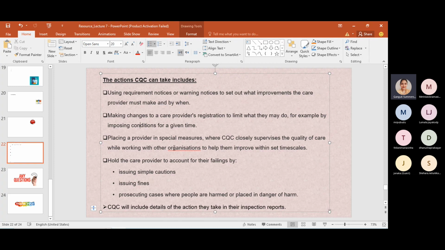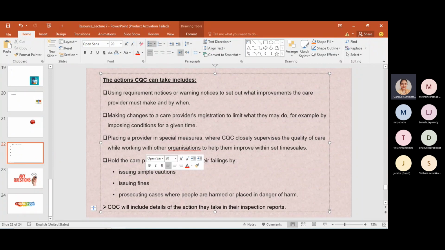Another action is close supervision. Sometimes CQC will decide to closely supervise the quality of care while working with other organizations to help them improve within the set time scale. Which means sometimes the CQC will decide to closely supervise the workplaces together with other organizations.